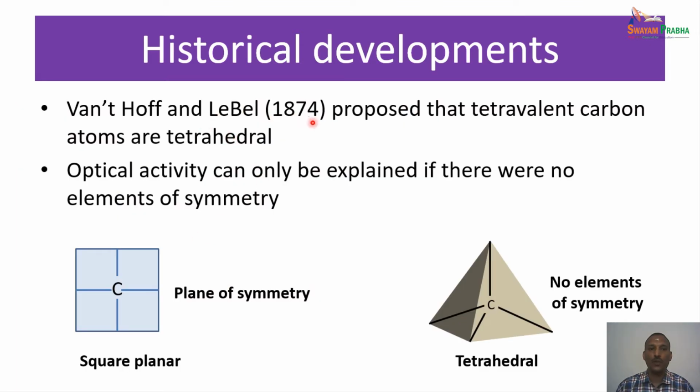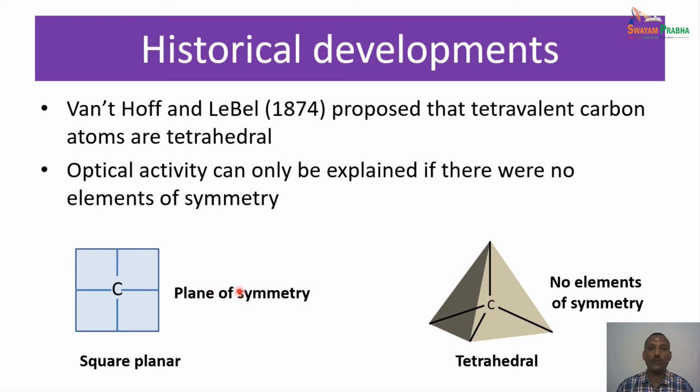So fast forward to 1874, Van't Hoff and Le Bel proposed that tetravalent carbon atoms are tetrahedral, because we know the valency of carbon is 4, but whether it is planar or tetrahedral was a big controversy going on back then. So if we look at the square planar case, where the carbon and 4 other groups are arranged in a plane, we will have a plane of symmetry.